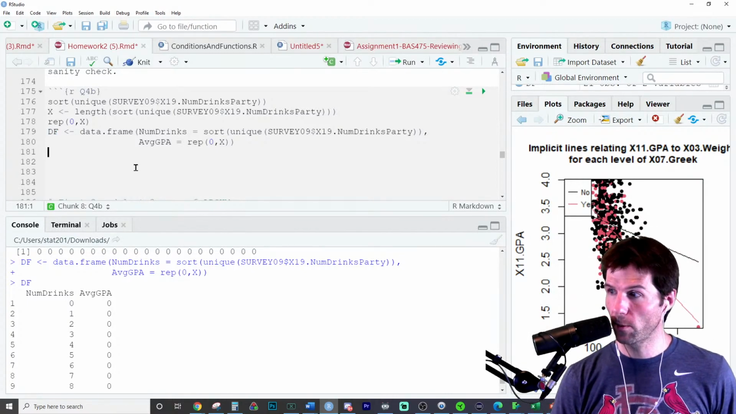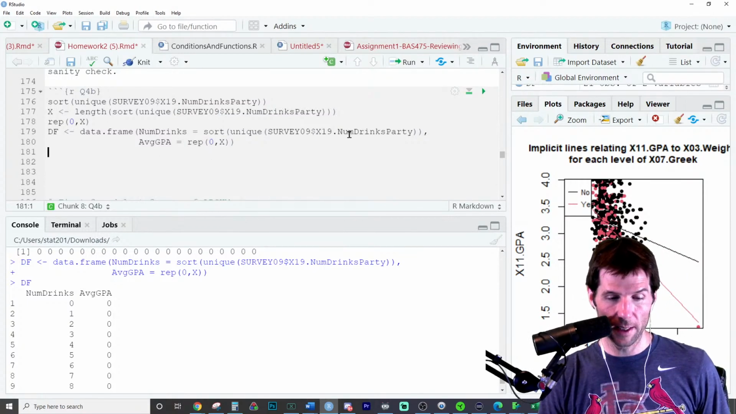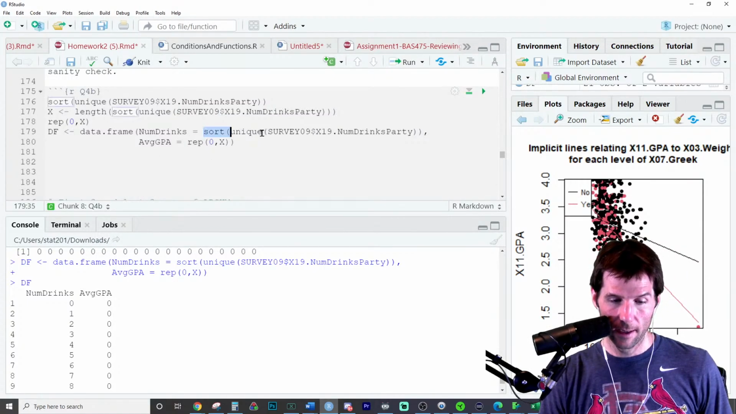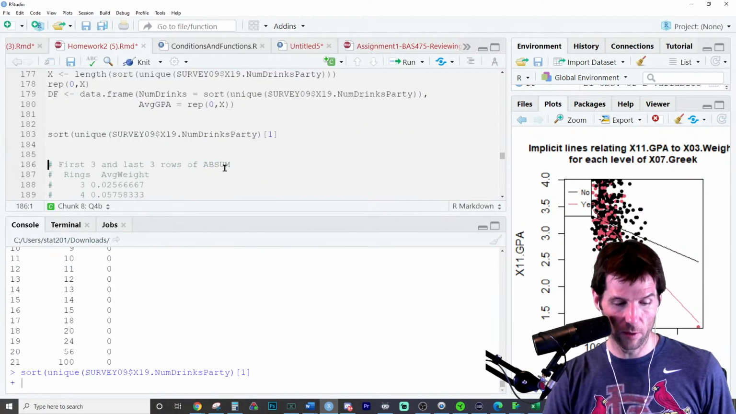Now, always you want to look at what you create. So let's go right here and go to our sorted unique vector. And what do you notice? This right here breaks. That's not good.